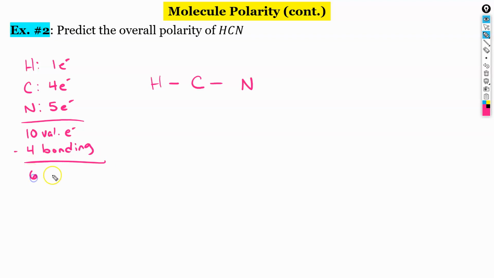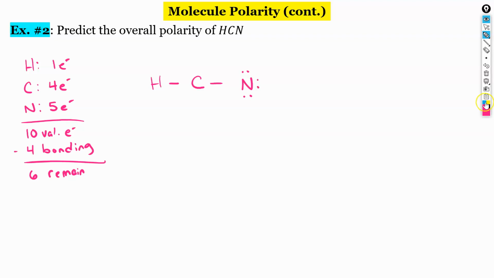Ten minus 4 is 6 remain. Okay, so if we go to our table of electronegativity values, nitrogen is more electronegative than carbon. Hydrogen already has 2 valence electrons, so the remaining 6 are going to go on nitrogen. 1, 2, 3, 4, 5, 6. So both hydrogen and nitrogen are happy, but carbon, not so much.